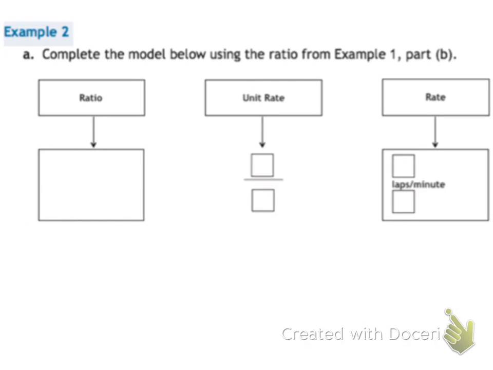Now it's telling us to complete the boxes or complete the model below using the ratio from example 1 part B. So I'm just taking example 1 part B, and we already know that when you write it as a ratio, this is how we write it, 5 to 4, and this is a rate, and unit rate, and the rate.